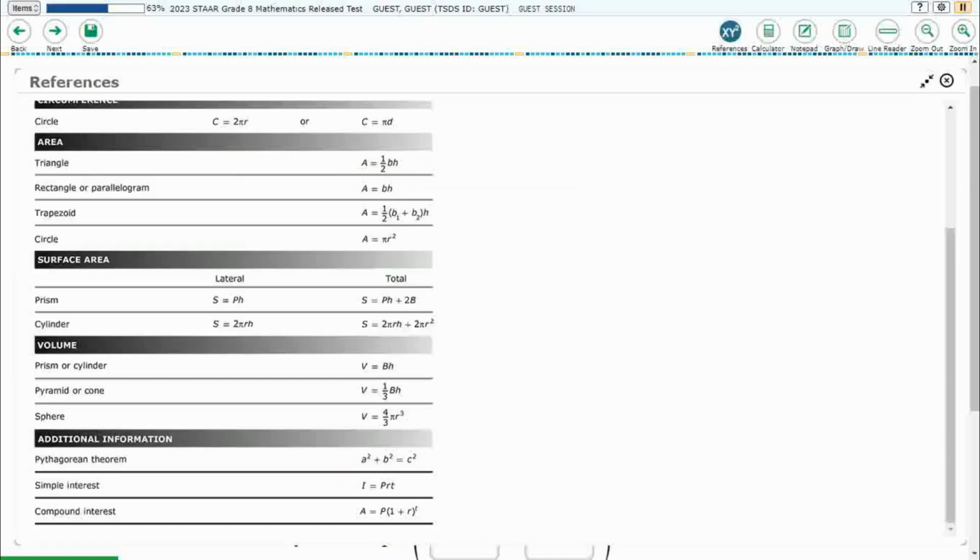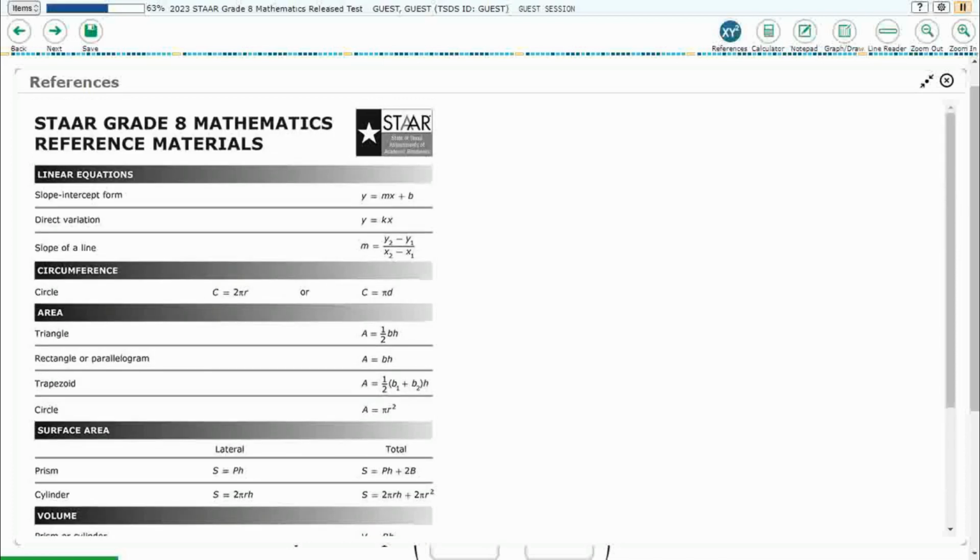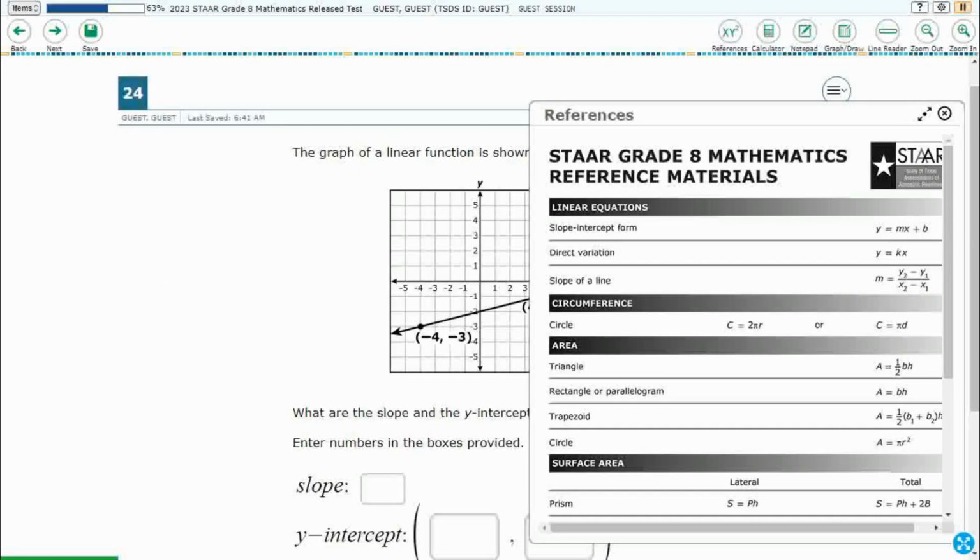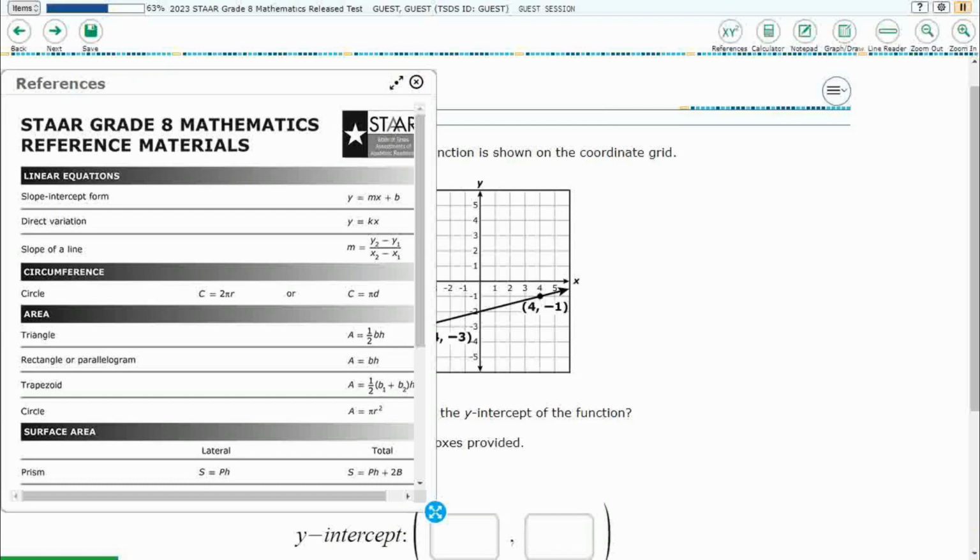If we want to open up our reference material, we will see that on our linear equation section, we've got our slope-intercept form. And we can also see that the third line is going to be very helpful. The slope of a line is the change in y over the change in x.